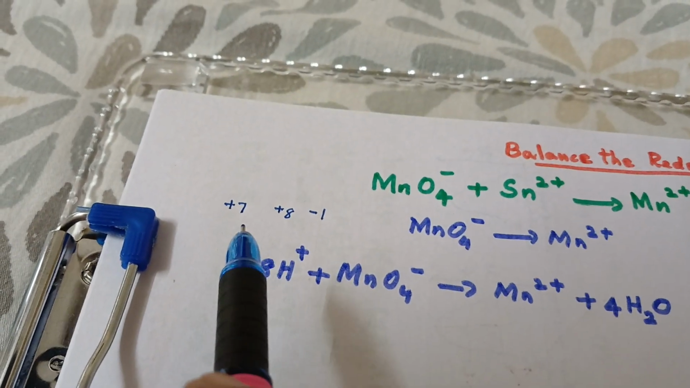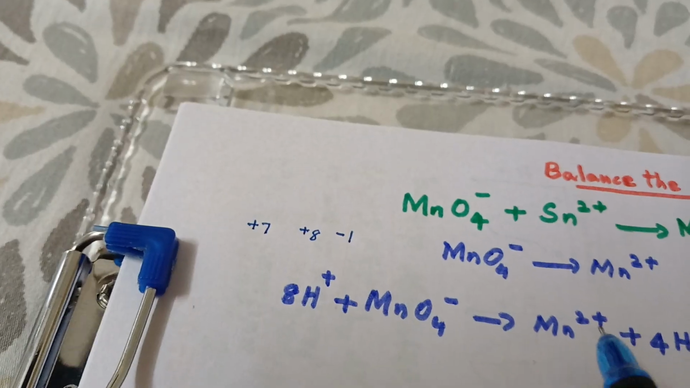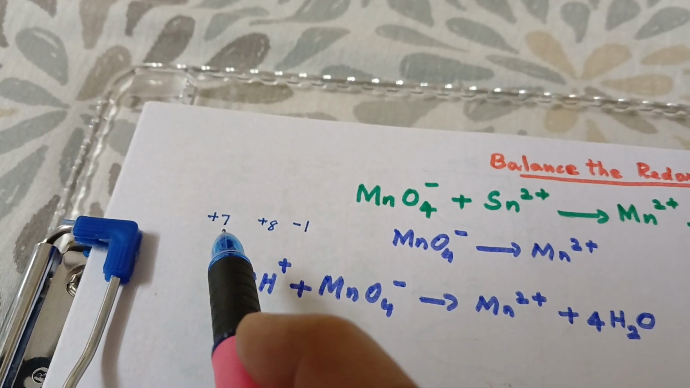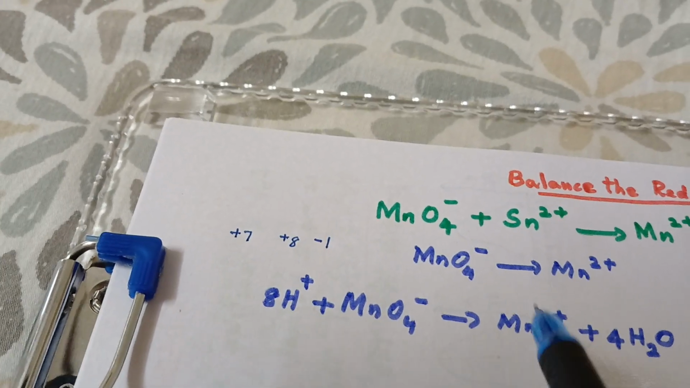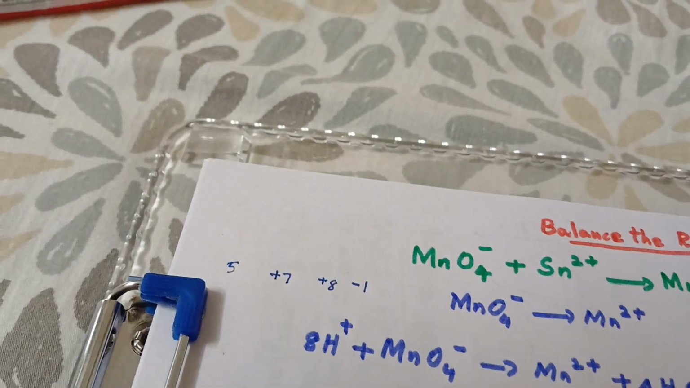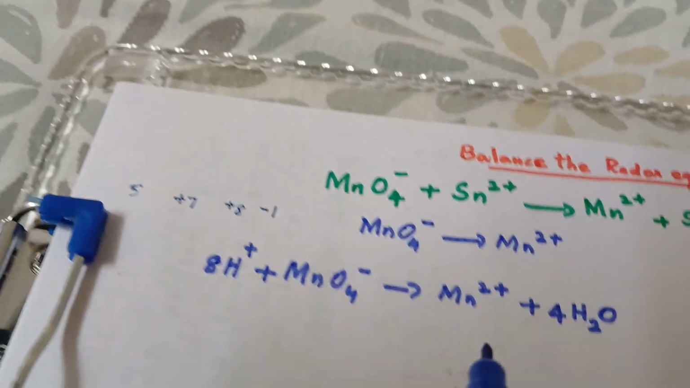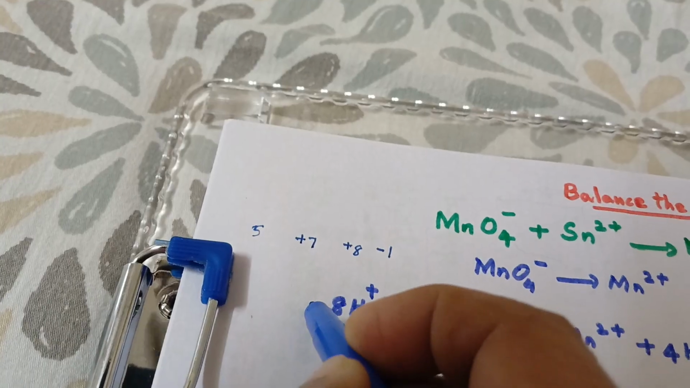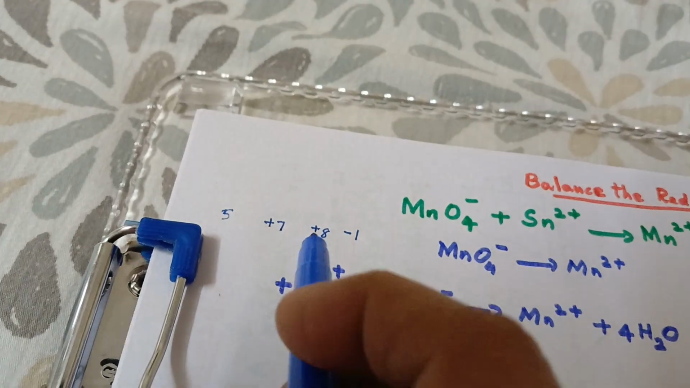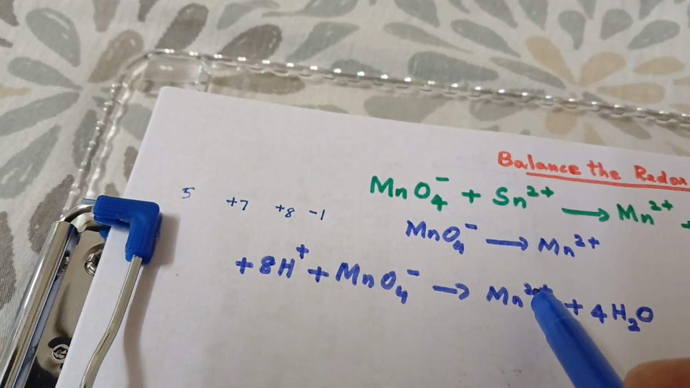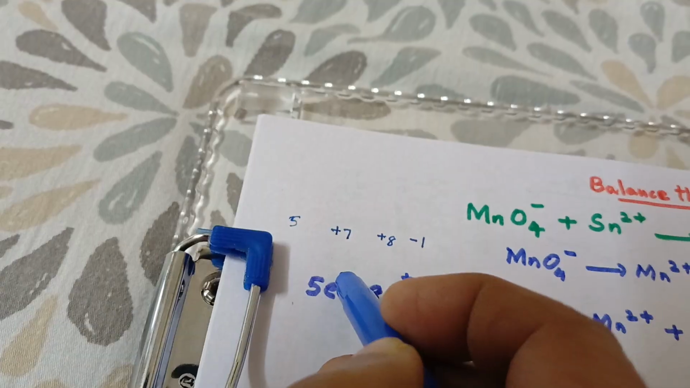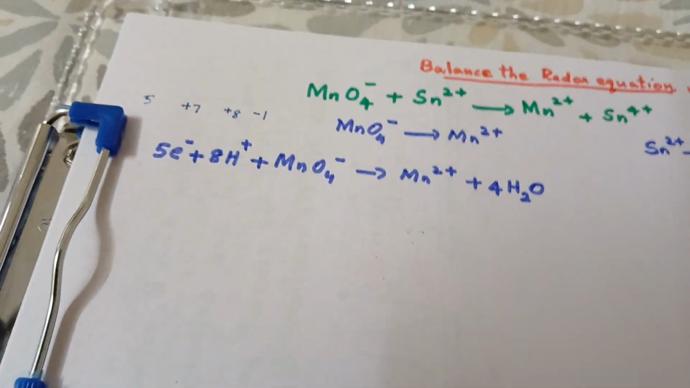So there is a difference of plus 5. Here it is plus 2 and here it is plus 7. What is the difference between plus 7 and plus 2? 5, isn't it? So that positive 5, we can balance by adding 5 electrons to the more positive side. This is the plus 7 side and this is the plus 2 side. So we will add 5 electrons to the more positive side. Now the charges are balanced.